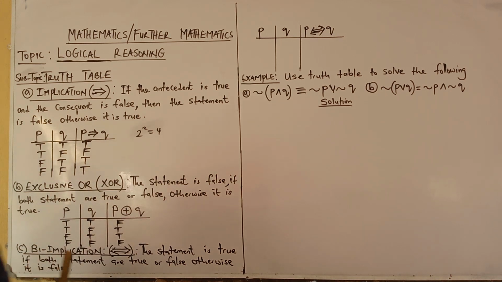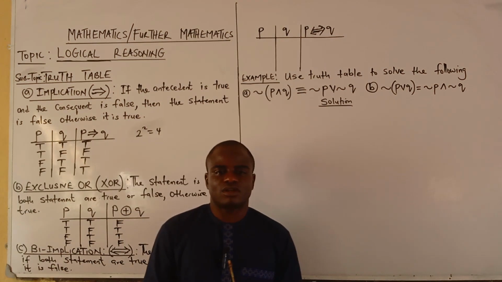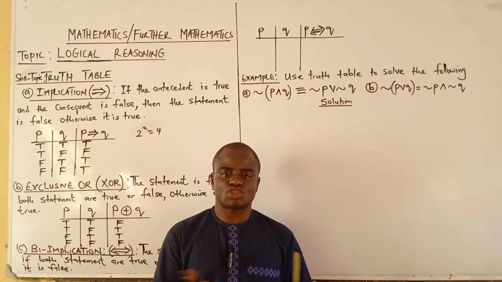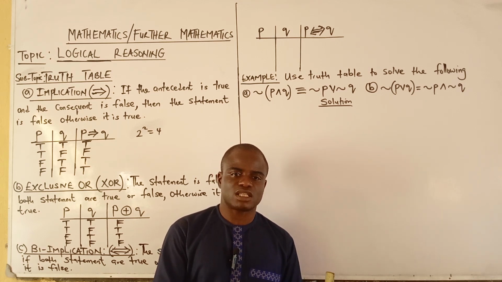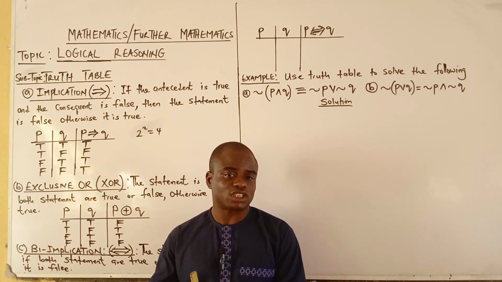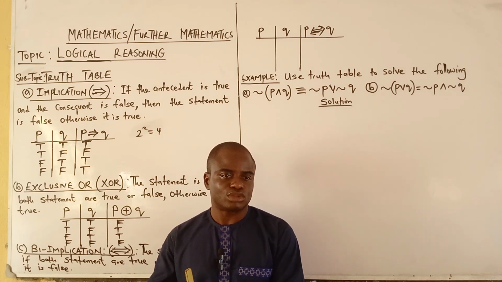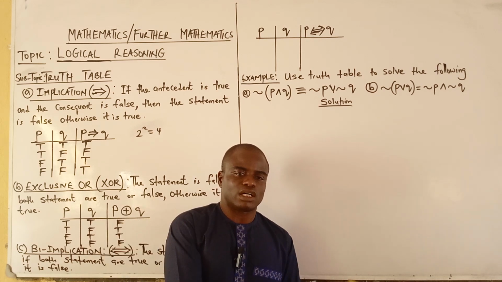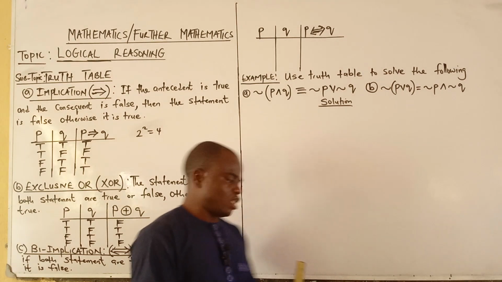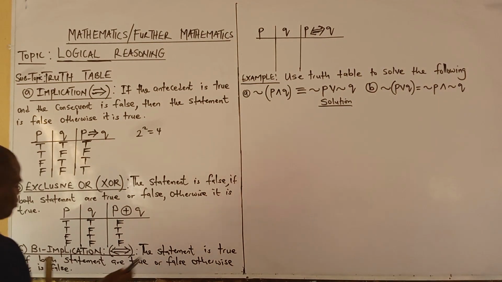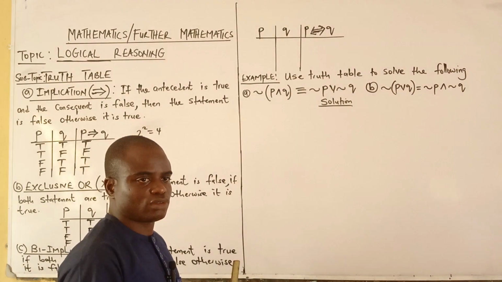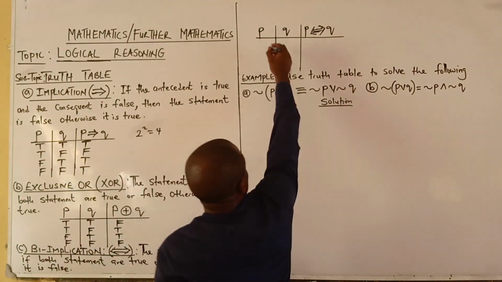Now let's go to bi-implication. Under bi-implication, the statement is true if both statements are true or both are false. That is, if the antecedent, which is the first statement, and the consequent are both true or they are both false. Otherwise, it is false.